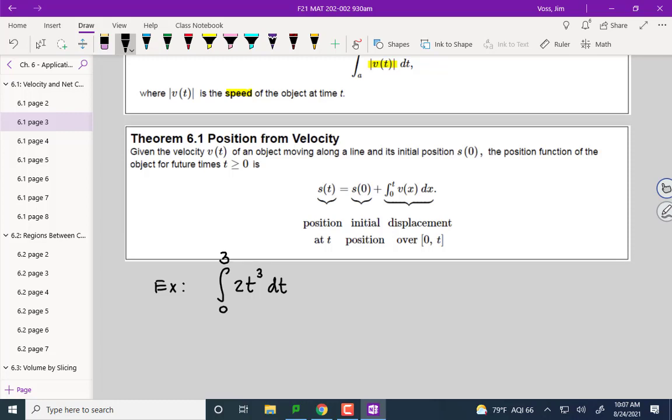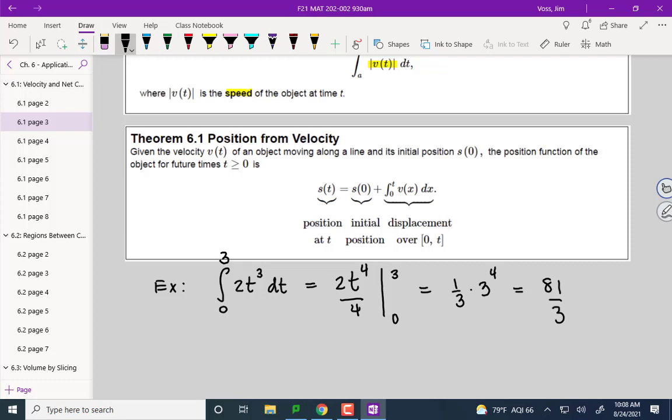This expression is a constant. This is not a function. This is a constant. That variable that we see is a dummy variable because it vanishes. This is going to be 2t to the 4 over 4 on the interval 0 to 3. And so we're going to end up with 1 half times 3 to the 4th, which will be 81 thirds. So that's a constant. That letter in there is just a dummy variable. It's a placeholder. It allows us to do the integration.